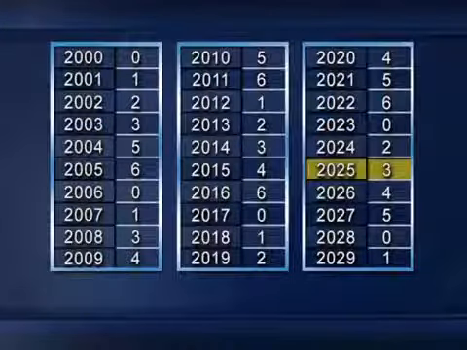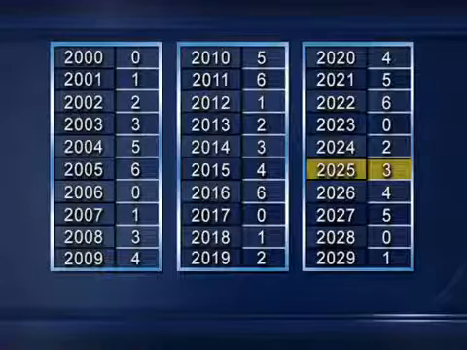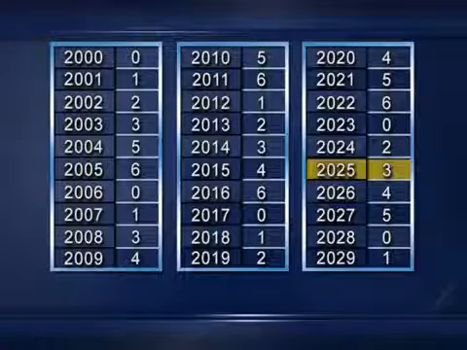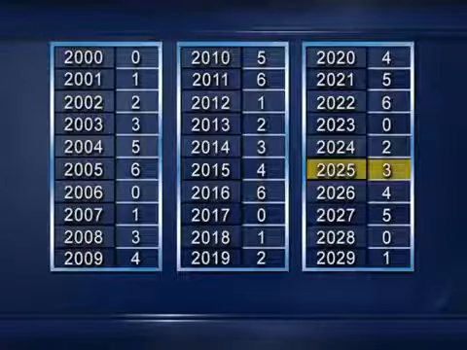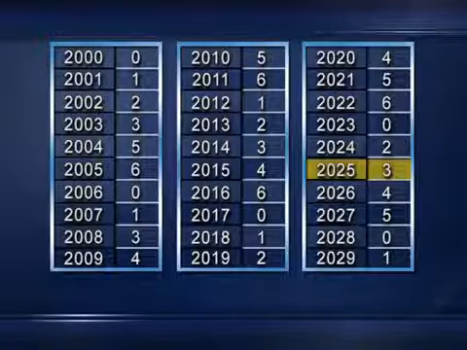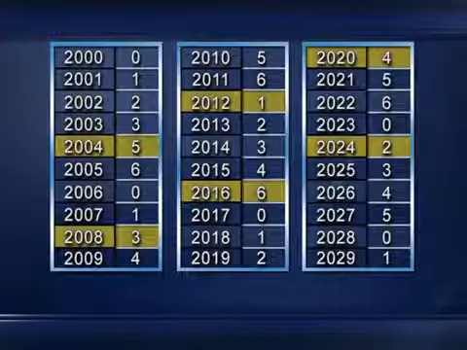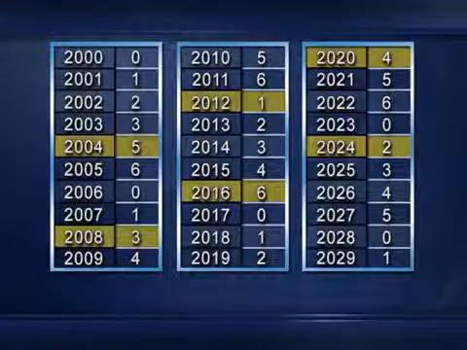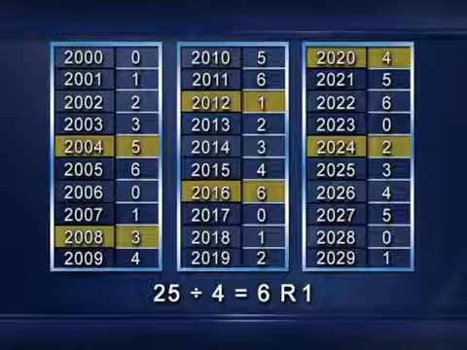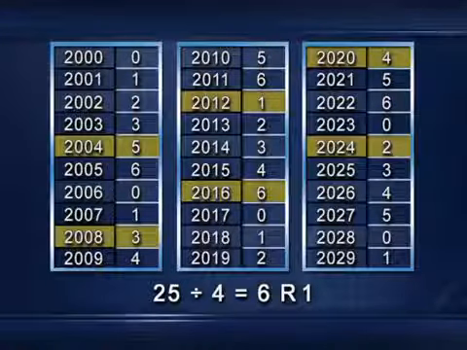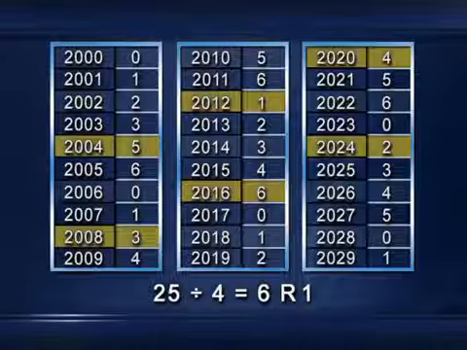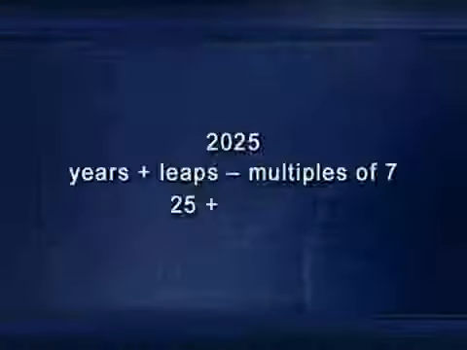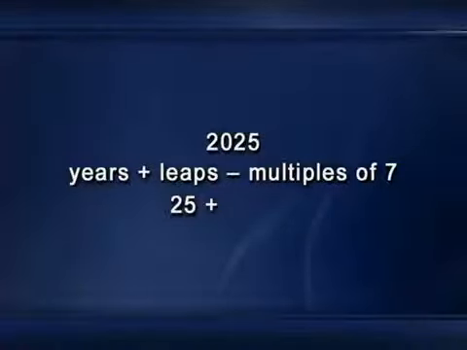So in 2025, the calendar will have shifted 25 times for each year, plus 1 more time for each leap year. How many leap years are there? From 2001 to 2025, there are 6 leap years, namely 2004, 8, 12, 16, 20, and 24. You can get that directly by taking 25, dividing it by 4, and getting 6 with a remainder of 1. Always ignore the remainder. That's 6 leap years after 2000. Okay, so the number of leap years is 6.